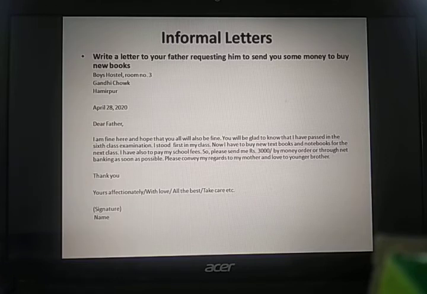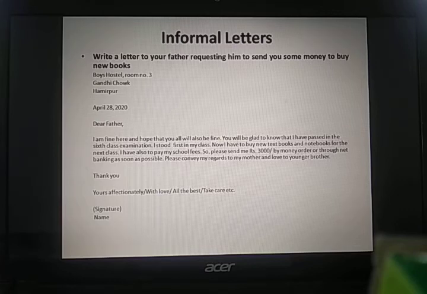I am fine here, and hope that you all will also be fine. You know, such kinds of lines you cannot write in formal letters. You will be glad to know that I have passed the 6th class examination. I stood first in my class. Now I have to buy new textbooks and notebooks for the next class. I have also to pay my school fees. So please send me rupees 3000 by money order or through net banking. Okay, there are many other ways to send money these days. You can mention them also. Through net banking as soon as possible.